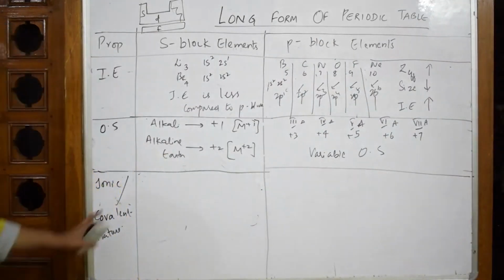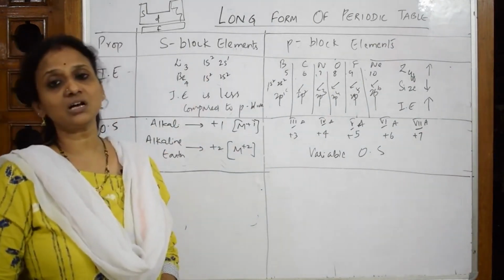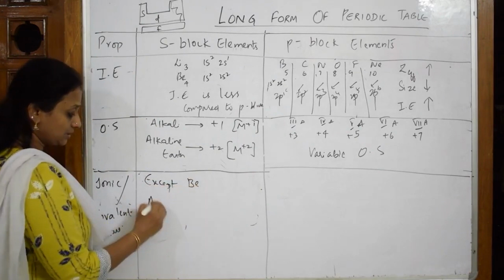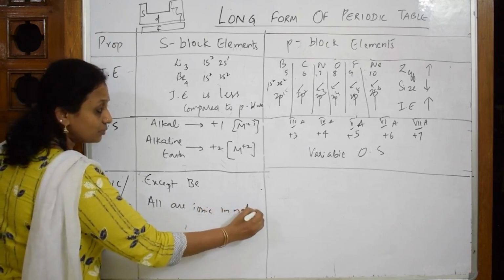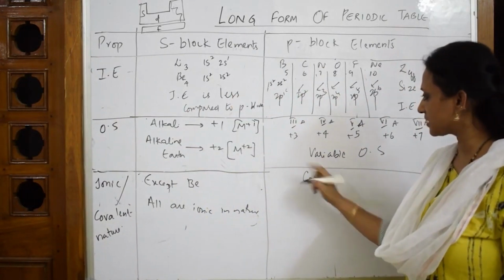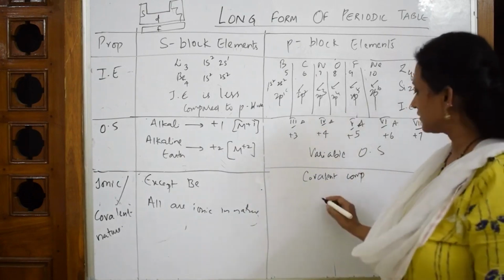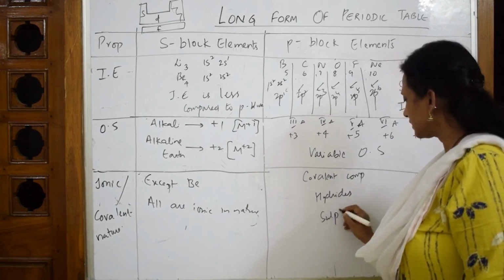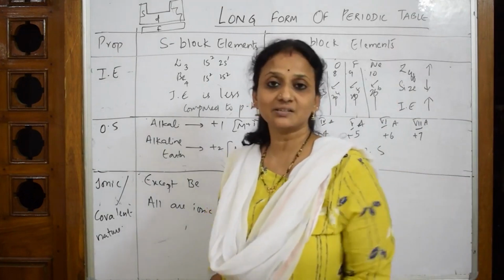Now let us come back and speak about ionic or covalent bonds. S block elements, except beryllium, are all ionic in nature. But when I come to P block elements, all are covalent compounds. This is covalent, that is ionic. When I take hydrides, chlorides, sulfides, oxides, all these are covalent compounds. So these are the physical properties.